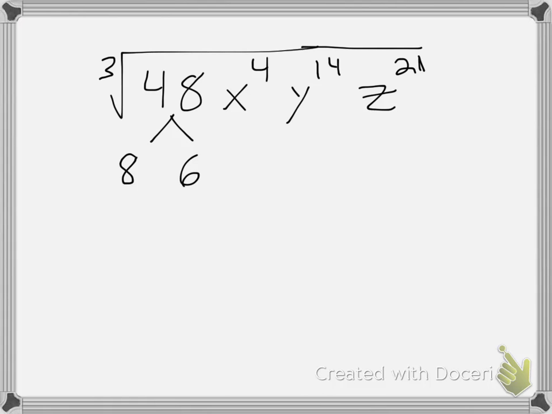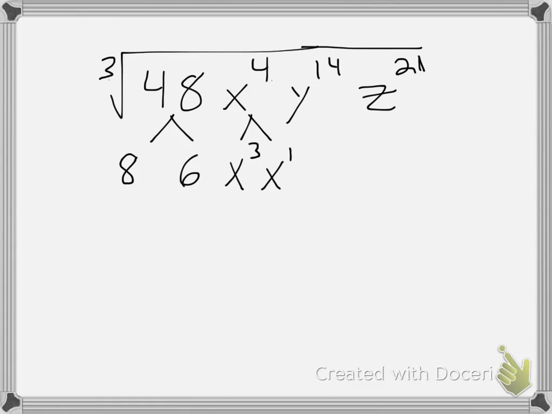Now with my variables and exponents, I don't think, can a cube root divide into 4, or 14 for that matter. I'm looking at my 3, my index. So can my index divide into 4 evenly? No, it can't, but it can divide into it 3 times evenly. And 3 times 1 would give me 3, so I have x to the 3rd and x to the 1st.